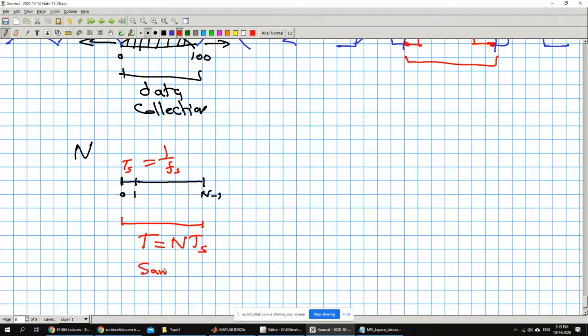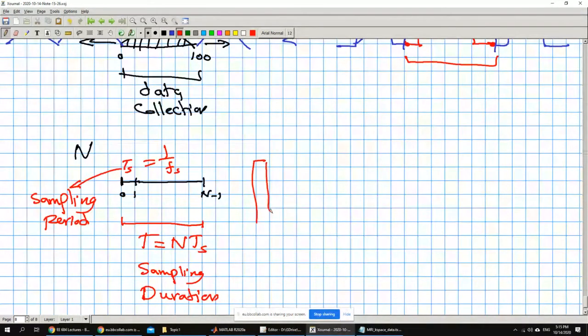Basically, this is the sampling duration. Sampling duration is the period where I collected all my samples. This is the sampling period, the distance between each sample and the next. When I take these samples, they are going to be an n-dimensional vector. So n samples should be like a vector.